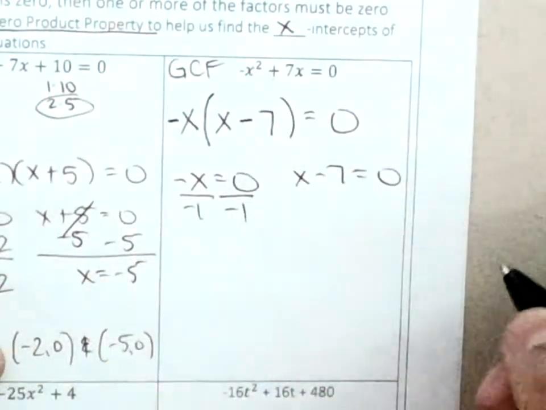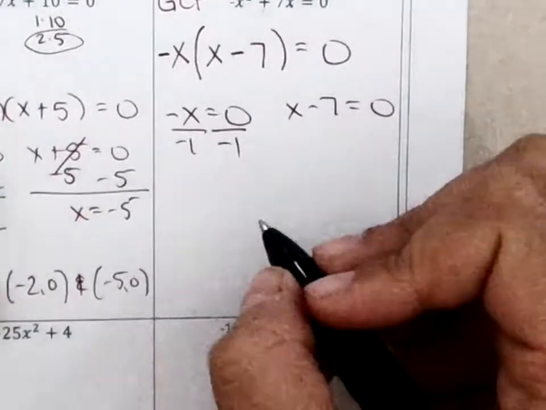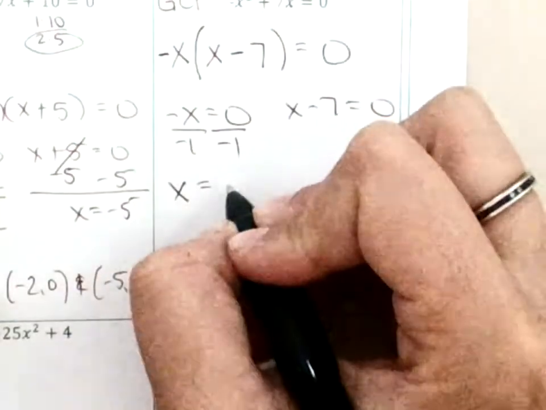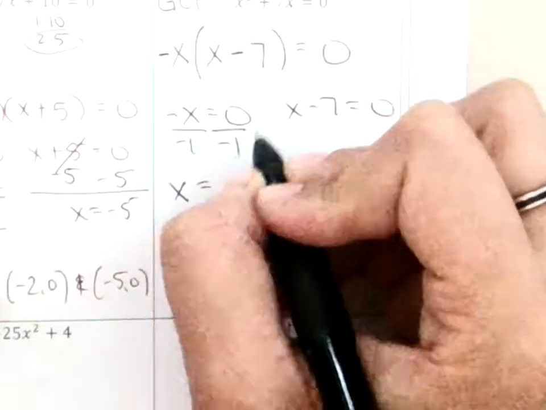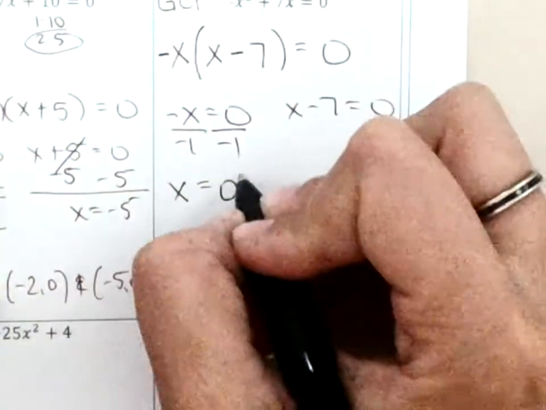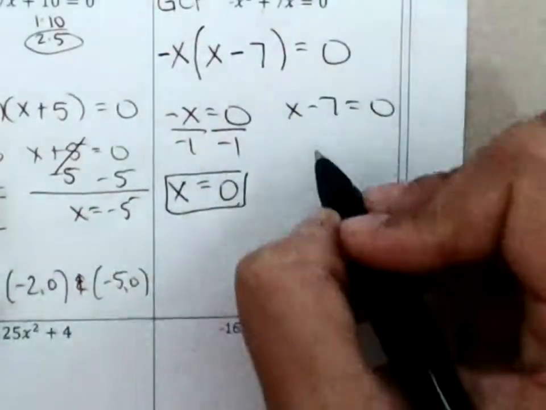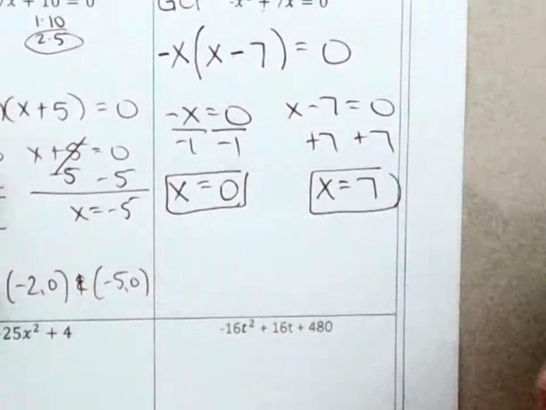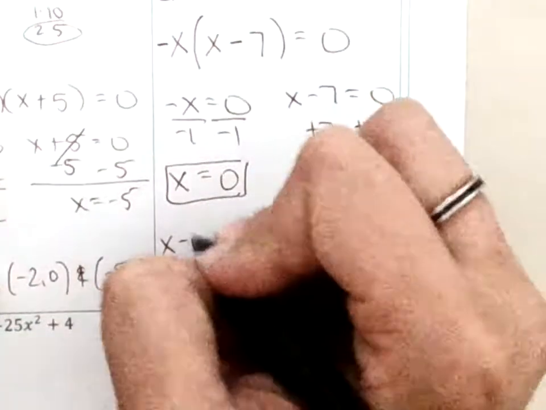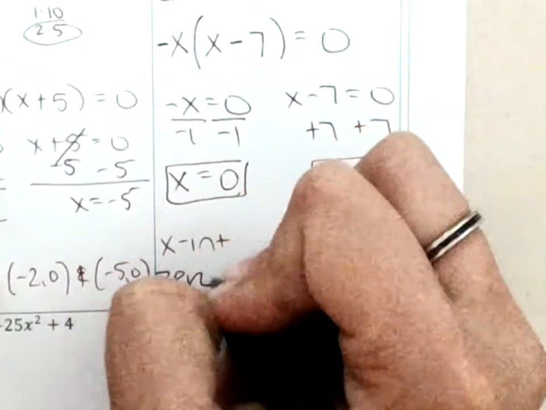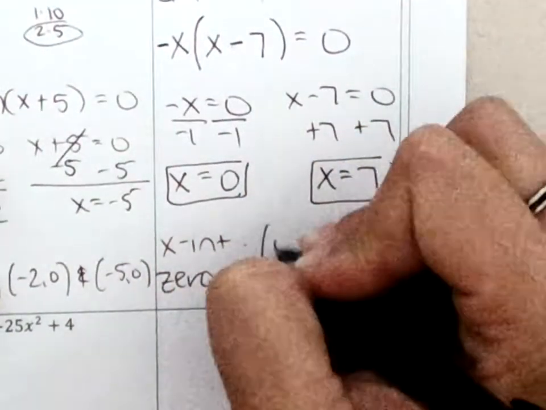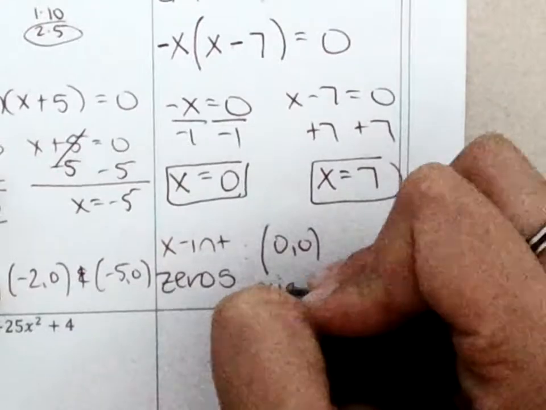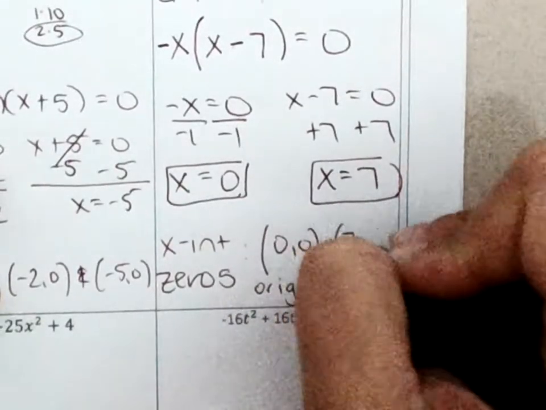-x, we could make it a positive x by dividing by -1, giving us x equals 0 divided by -1. 0 divided by anything is always 0. And x equals 7. So this means that we have x-intercepts, or zeros, at (0, 0), which is the origin, and (7, 0).